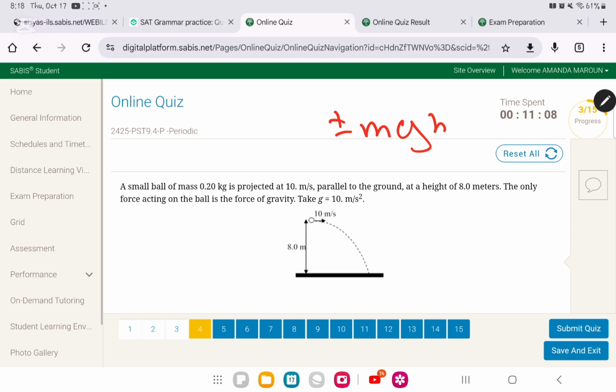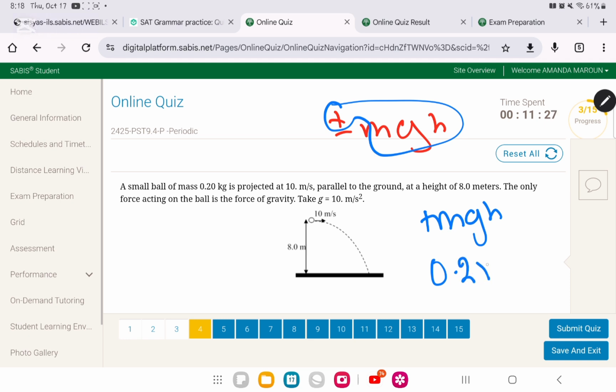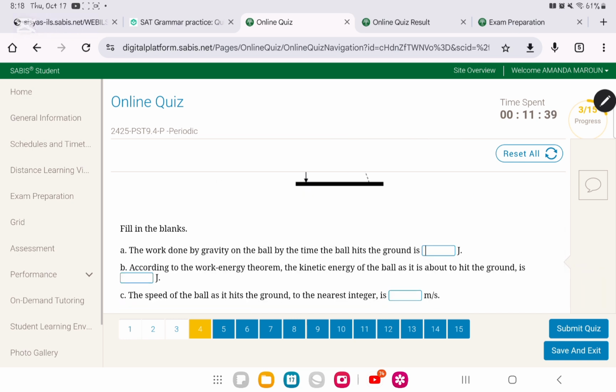The ball, is it going up or down? It is going down. How do you know? It's projected, that means it's falling. Anyway, see the path it is going to. It is falling. So, since it is going down and we're talking about gravity, we will use plus mgh. Our mass is 0.2 kg, our g is 10, and our h is 8 meters. So if you do 0.2 times 10 times 8, you will get 16. So the work done by gravity is 16 joules.